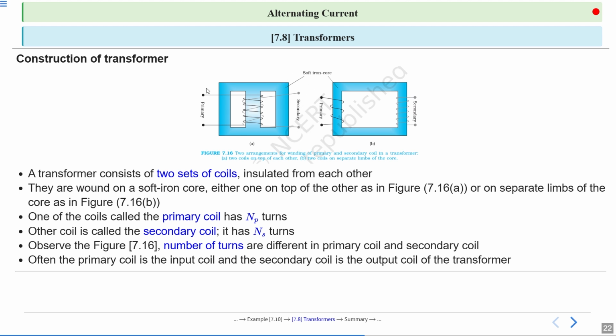If we are going to decrease the voltage, high voltage current is given at the primary coil, and low voltage current is received at the secondary coil. If we are going to increase the voltage, low voltage is given at the primary coil and high voltage is received at the secondary coil. So input is connected to the primary coil and output is received at the secondary coil.